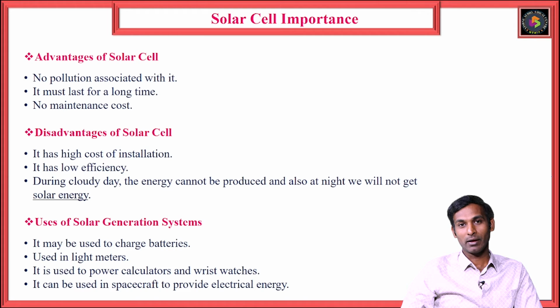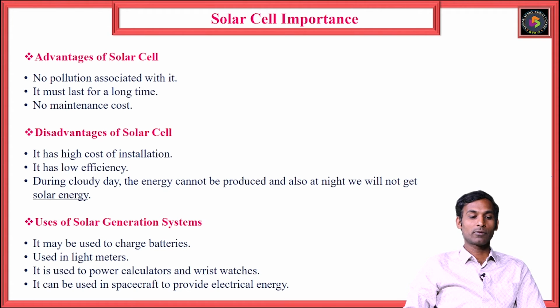We have the summer season, winter season, and monsoon season. Here the input power is very important. Once the input power is continuously available, the electrical power can be generated. Once the input power goes on decreasing, the electrical power also decreases. That's why on a cloudy day the energy cannot be produced, and at night we will not get solar energy. That is the drawback of the solar cell.